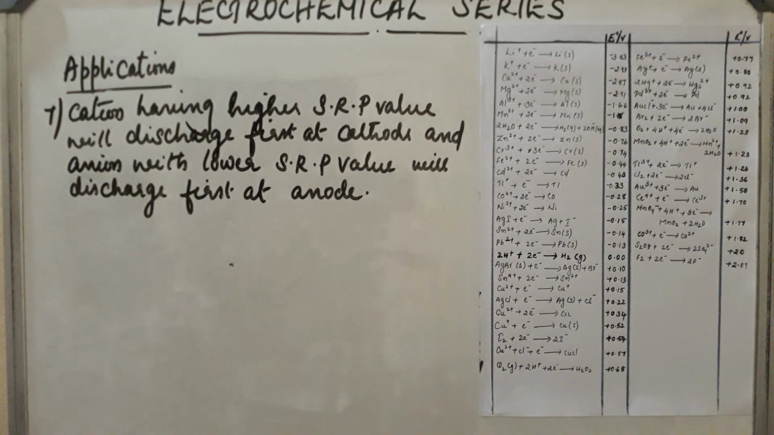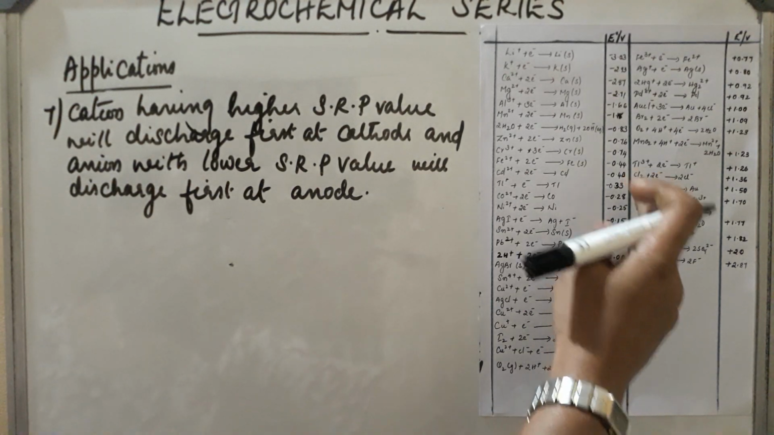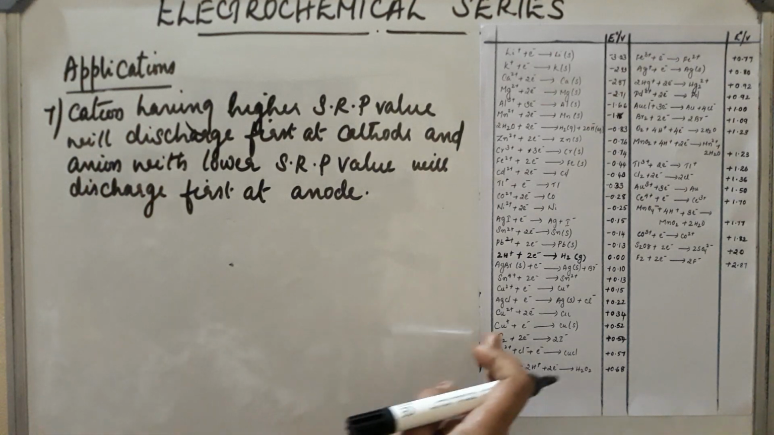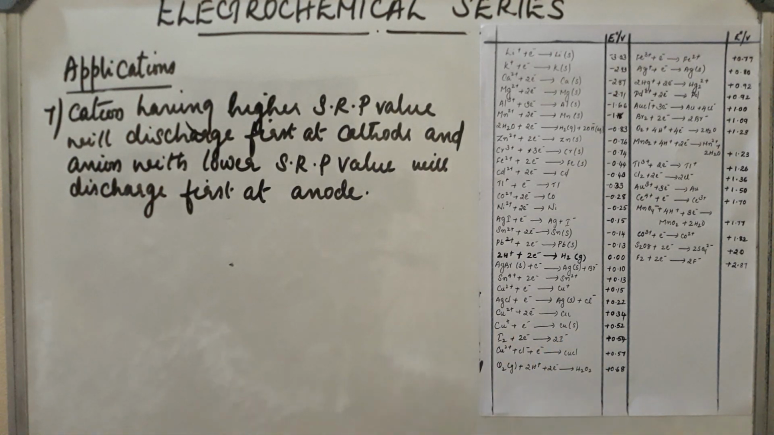Now, what about the order of discharging at the anode? See here, I minus has a high value, so it will discharge first at the anode, then Cu, like this.